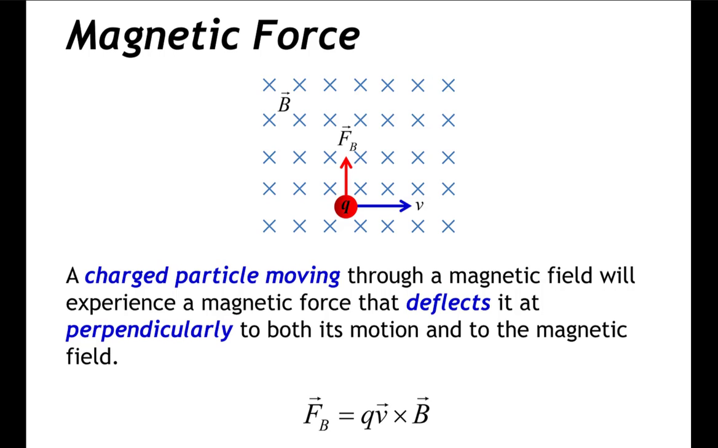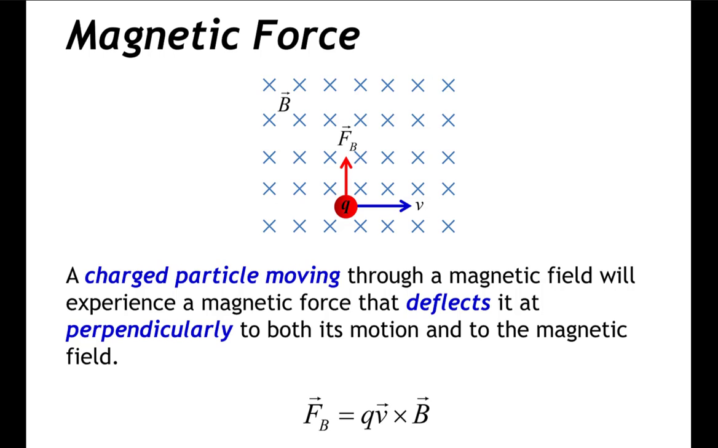Suppose that we have a positively charged particle moving through a magnetic field with the velocity of v. That moving charge will experience a magnetic force that deflects it at a right angle, that is perpendicular to both its motion and to the magnetic field.